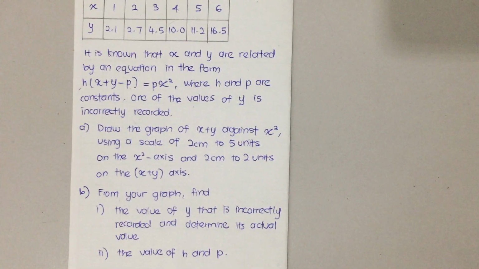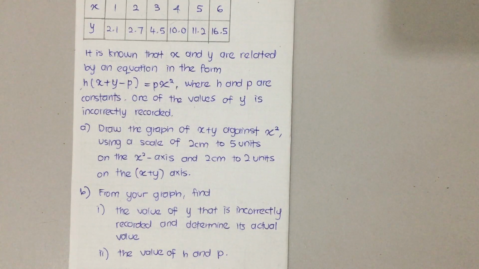For the question part B, from your graph, find the value of y that is incorrectly recorded and determine its actual value and the values of h and p.